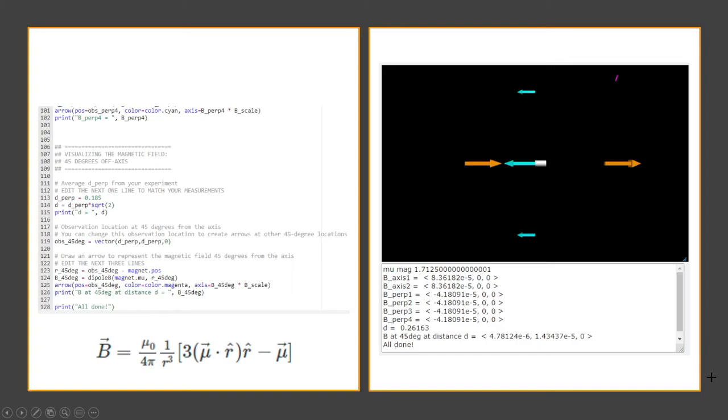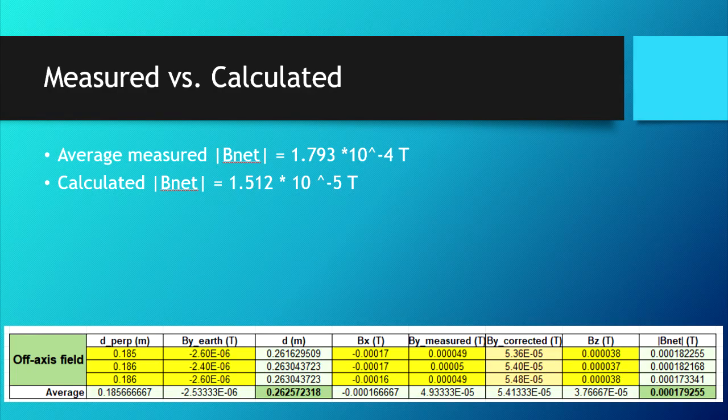Measured versus calculated: the average measured is 1.793 times 10 to the negative 4th teslas, which you can see right here. And then the calculated is 1.512 times 10 to the negative 5 teslas.